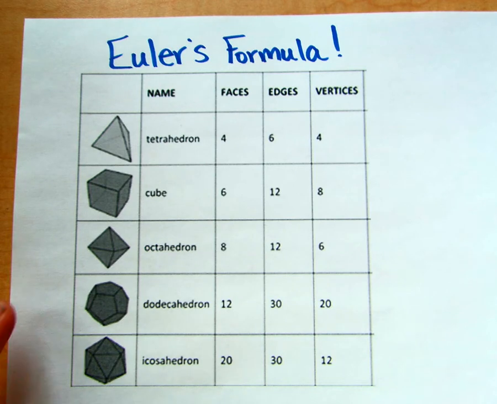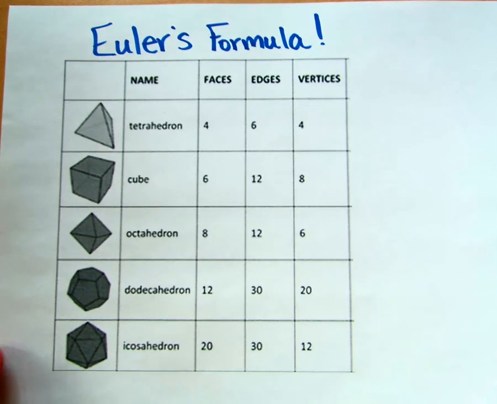Today, in this video, we're going to be looking at Euler's formula, which is the relationship of the faces, the edges, and the vertices for the polyhedrons that we've been looking at. Remember, polyhedron is just the name of a three-dimensional shape whose sides are all polygons. So in class, we discussed Euler's formula, which is the relationship of the faces, the edges, and the vertices.